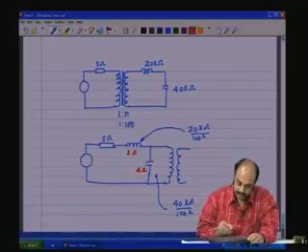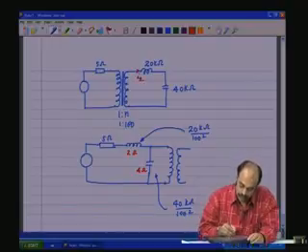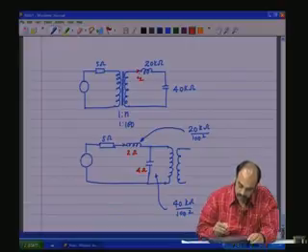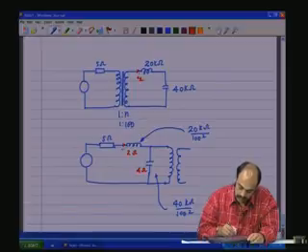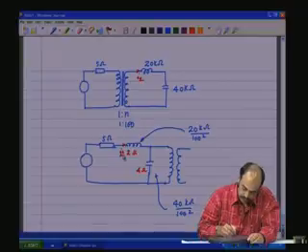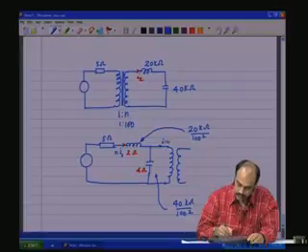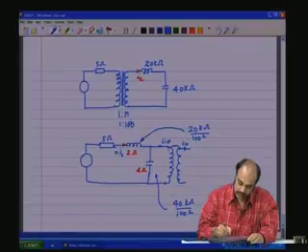And the current through this one, if this were I2, the current through this one would also be I2 by N, and the current through this would be N I2, and the current here is equal to 0, current here is equal to 0. This being an ideal transformer.